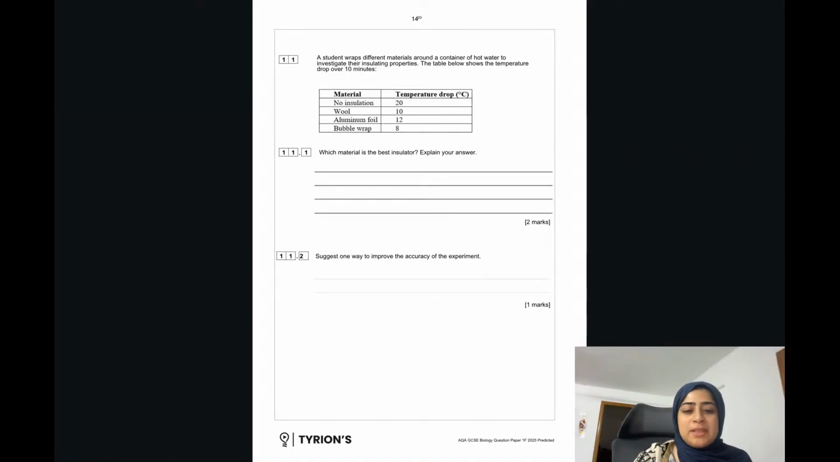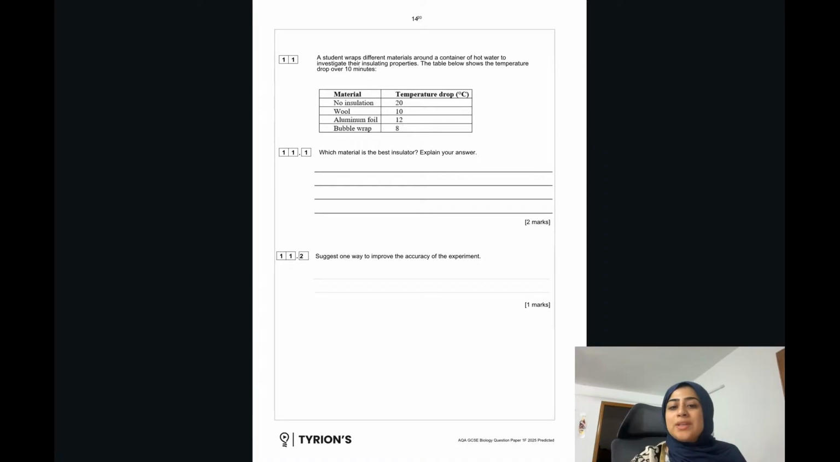So for the best insulator, try and find the material that has the smallest temperature drop, because the best insulator is the one that stops heat loss. Okay, so use the data, look at which one has the smallest temperature drop. So here it's bubble wrap, and then you could just say bubble wrap because it's got the smallest temperature drop, so it retains most of the heat.